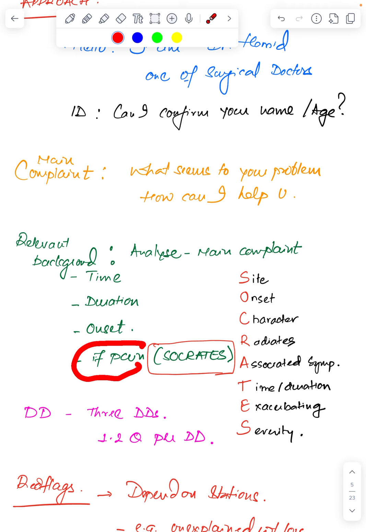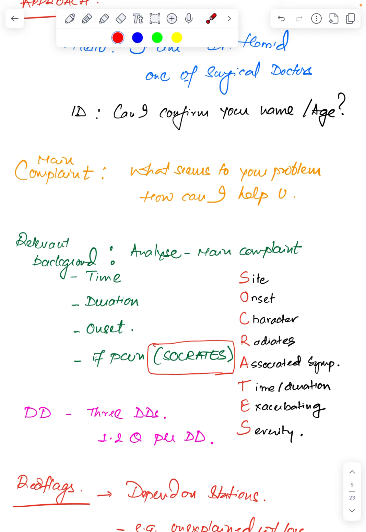If it is pain, use the rule of SOCRATES. S means site: where is it? Onset: how is it starting? Character: dull aching, sharp, throbbing, and all this. Radiating: is it going to any other place? S, site; onset, when it started; character, dull, burning, all this.